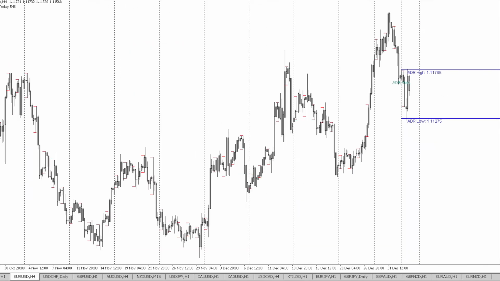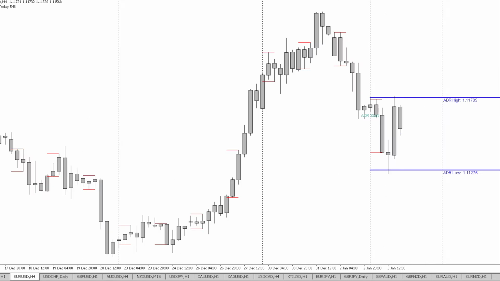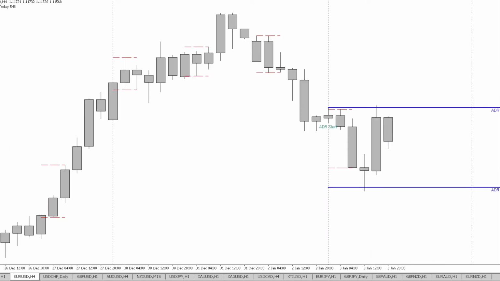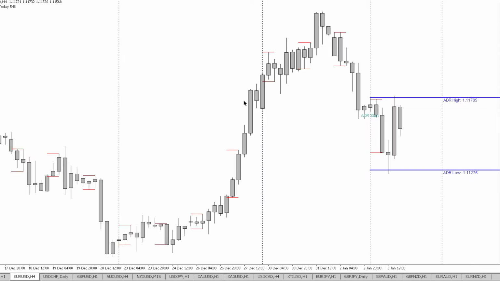So what I wanted to introduce is the ADR high and also the Asian session indicator. The ADR high is just the average daily range. So you can see euro dollar's average daily movement is 51 pips. Today you can see price moved 54.8 pips.